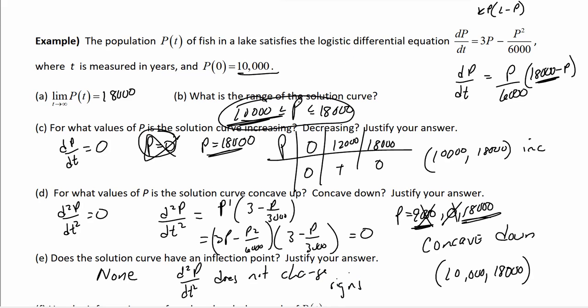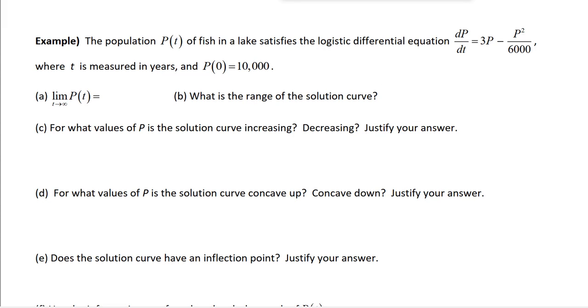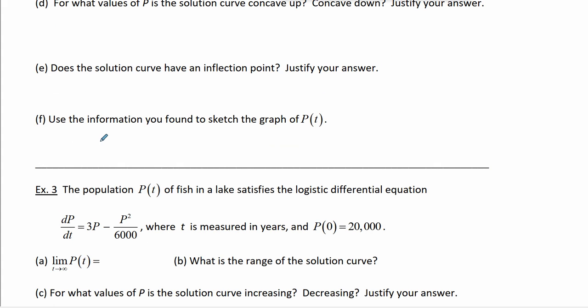Okay, fantastic. Let's go to the solution curve. What the heck does that thing look like? I'm just going to keep scrolling. I don't even know what I'm doing right now. I'm just kidding.